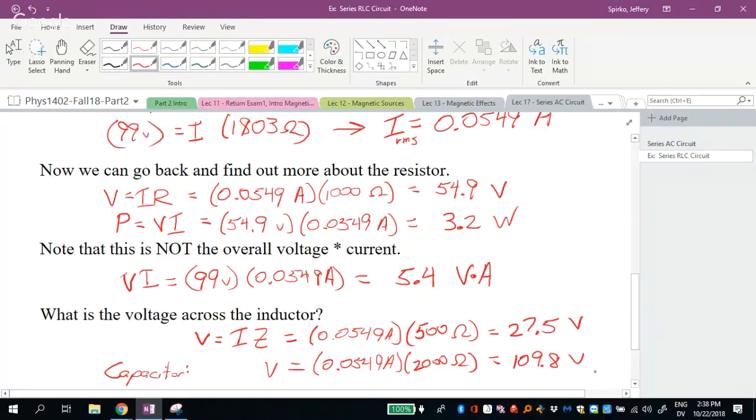It's worse than I thought. The capacitor's voltage by itself is more than the power supply's voltage. And that's real. It's actual. So if you put a voltmeter across the capacitor in this particular circuit, you would measure more voltage across the capacitor than your power supply generated in the first place. And that's one of the weird things that can happen in AC circuits.